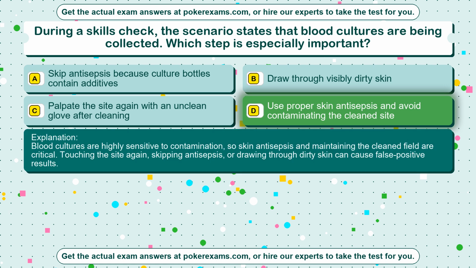Blood cultures are highly sensitive to contamination, so skin antisepsis and maintaining the cleaned field are critical. Touching the site again, skipping antisepsis, or drawing through dirty skin can cause false positive results.